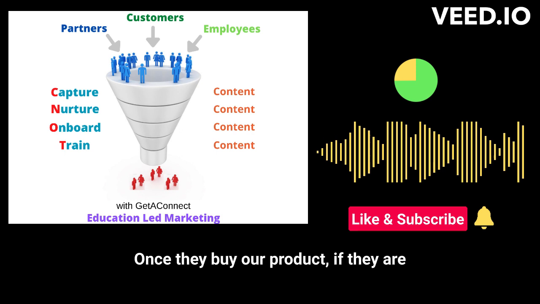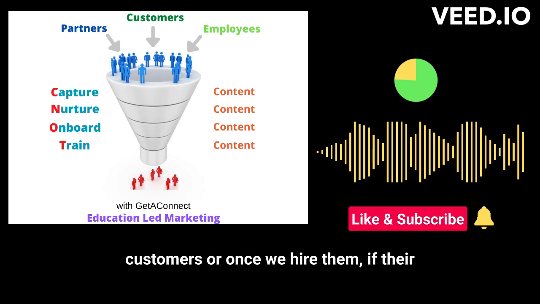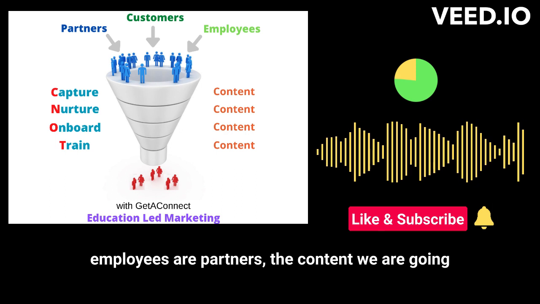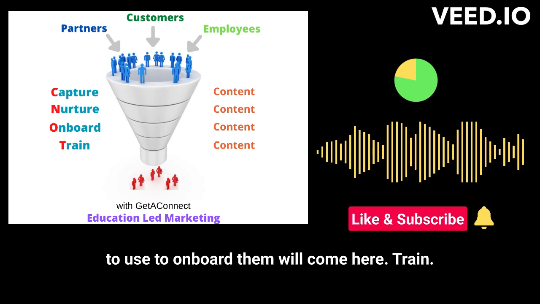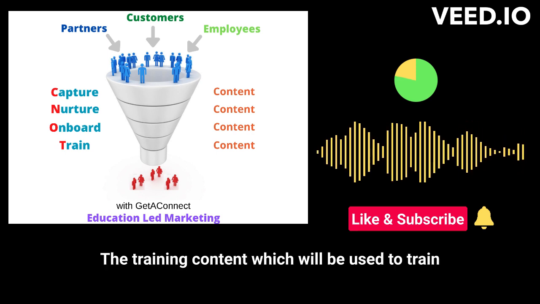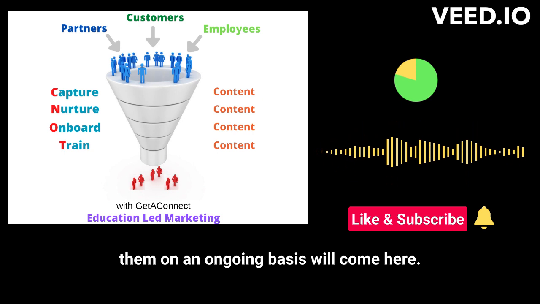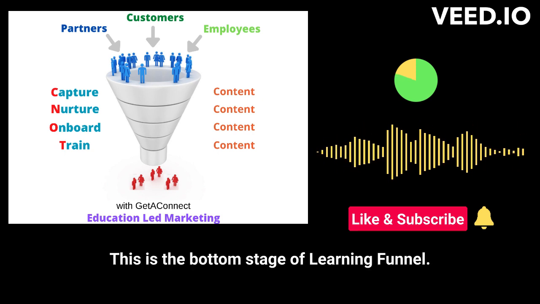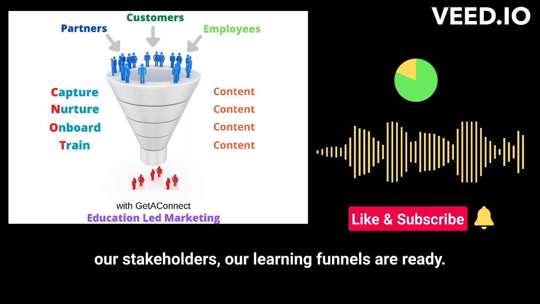Onboard: once they buy our product, if they are customers, or once we hire them, if they are employees or partners, the content we are going to use to onboard them will come here. Train: the training content which will be used to train them on an ongoing basis will come here. This is the bottom stage of learning funnel. Once we do all this for all our stakeholders, our learning funnels are ready.